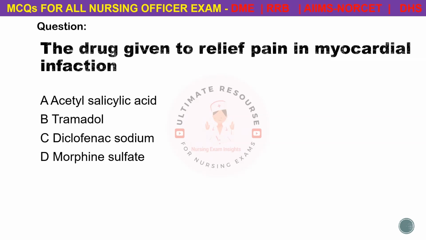The drug given to relieve pain in myocardial infarction. Options are A. Acetyl salicylic acid, B. Tramadol, C. Diclofenac sodium, D. Morphine sulfate. The answer is D. Morphine sulfate.